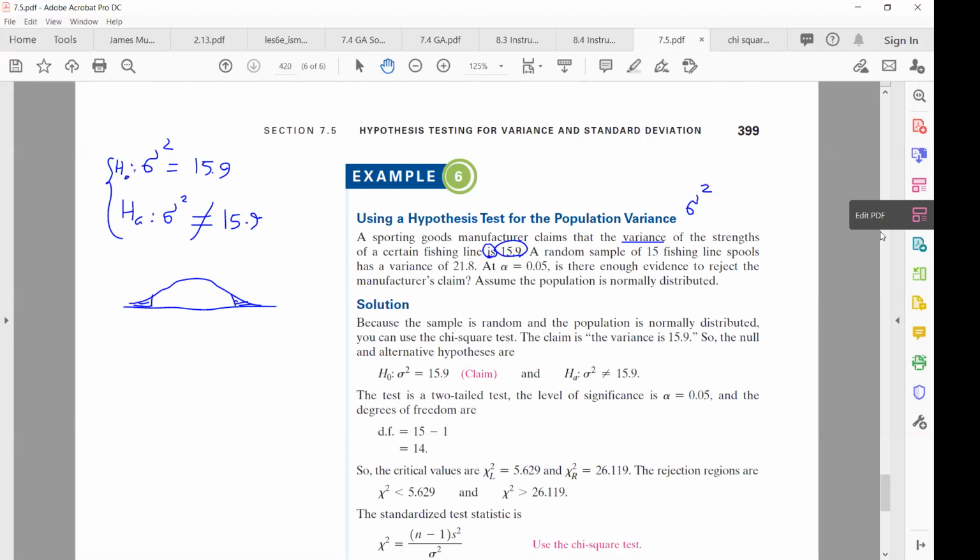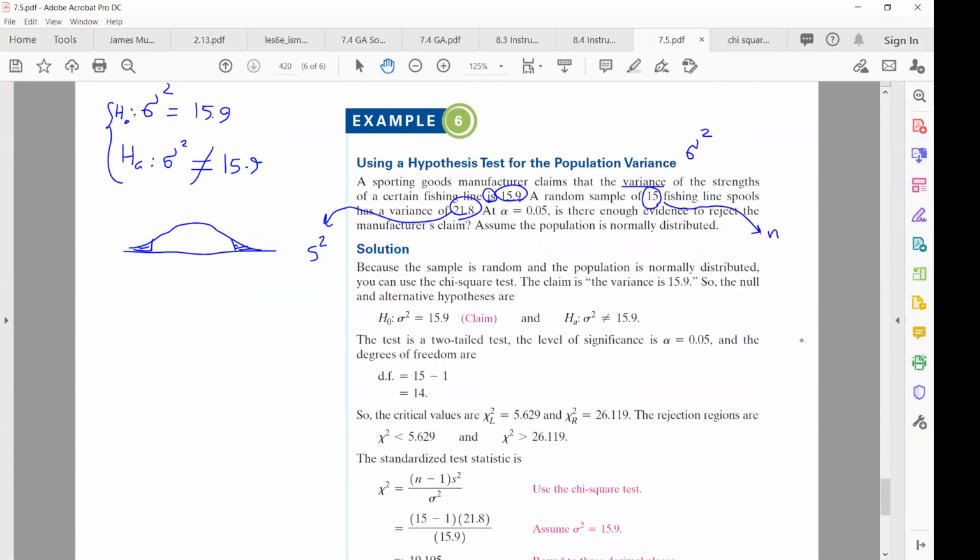Okay, you have a random sample of 15 fishing lines. So you have your n, and the variance of the sample is 21.8. So s squared is also given. Your alpha is 5%. Now check to see if you have to reject or fail to reject the null hypothesis. Note that your claim is the same as your null hypothesis because the manufacturer claims that it is 15.9.